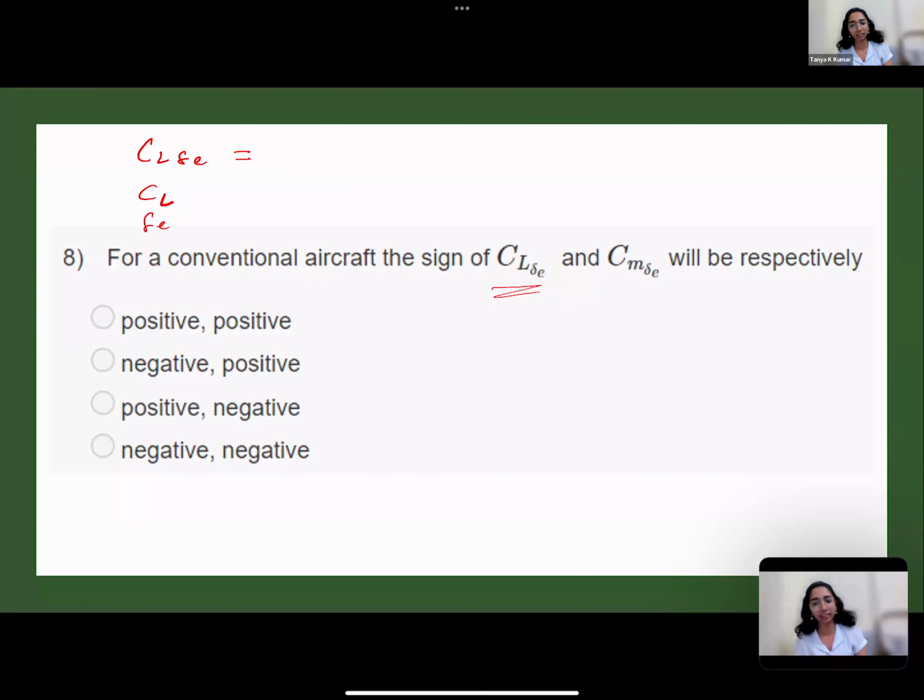What is delta E? E is downwash. Okay, Sanath, have you watched the videos, week 1, week 2? Did you see something about controls in there? Yes. So now can you tell me what delta E is?